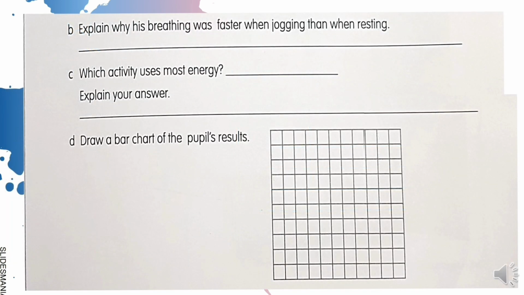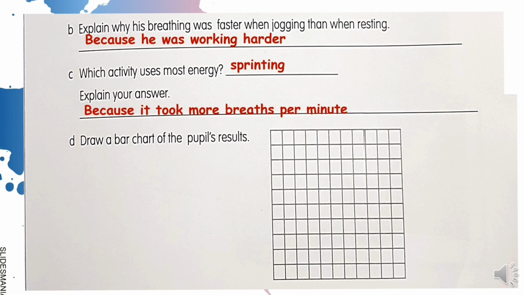Now the next one, explain why his breathing was faster when jogging than when resting. Yes, we discussed already, when your body is working harder, you need more oxygen because he was working harder. And which activity uses the most energy? Yes, sprinting. Why? Because it took more breaths per minute.